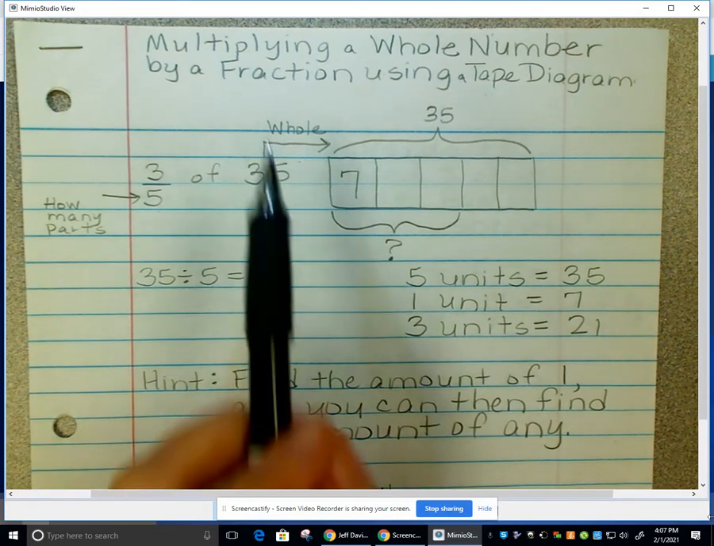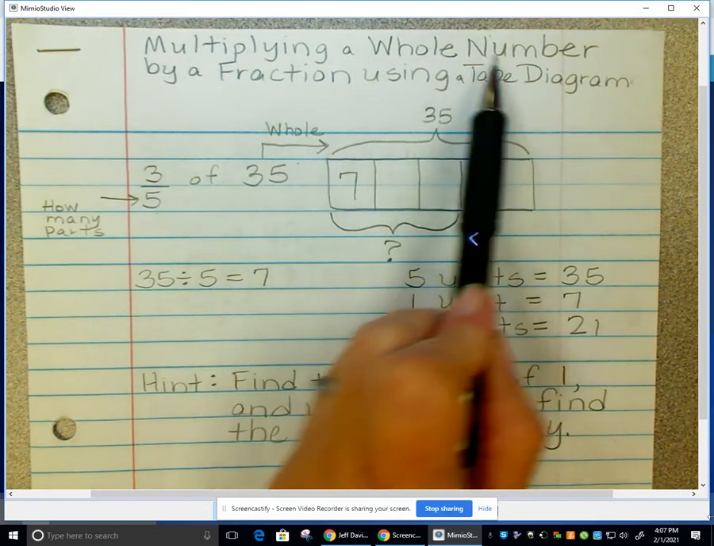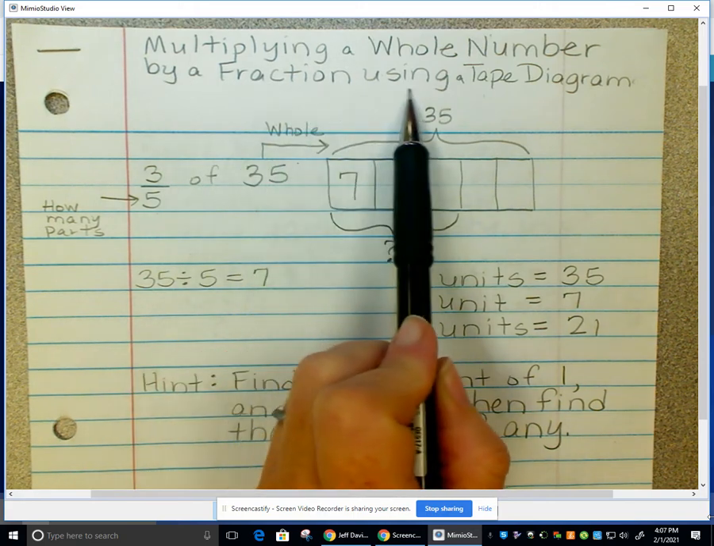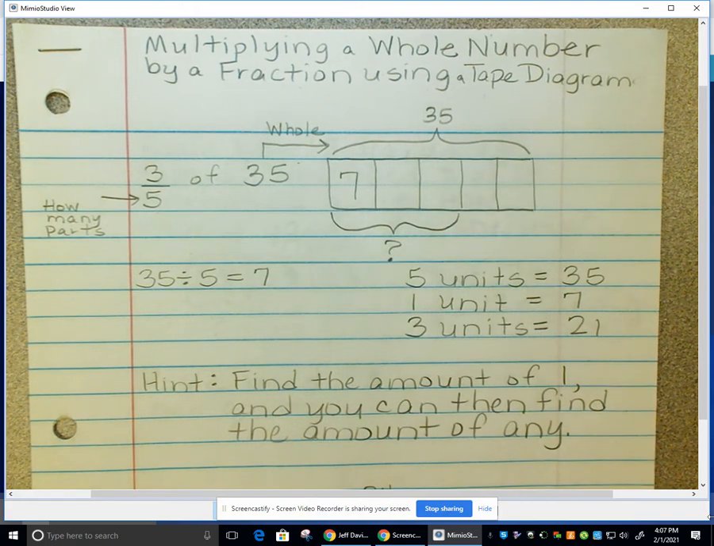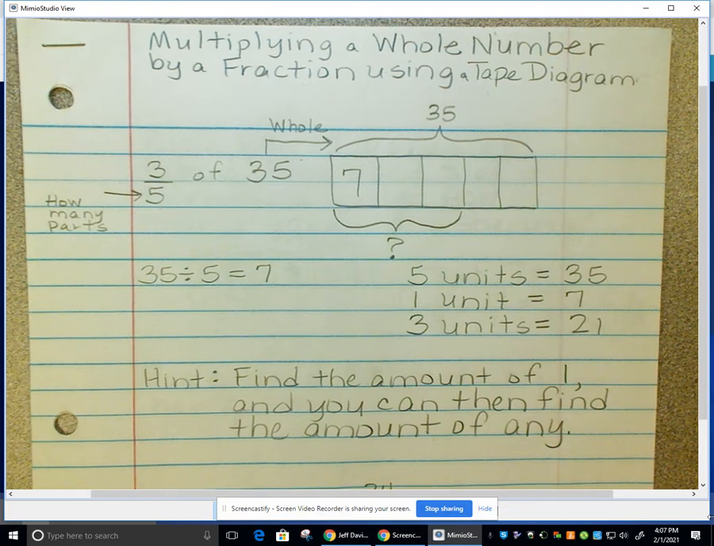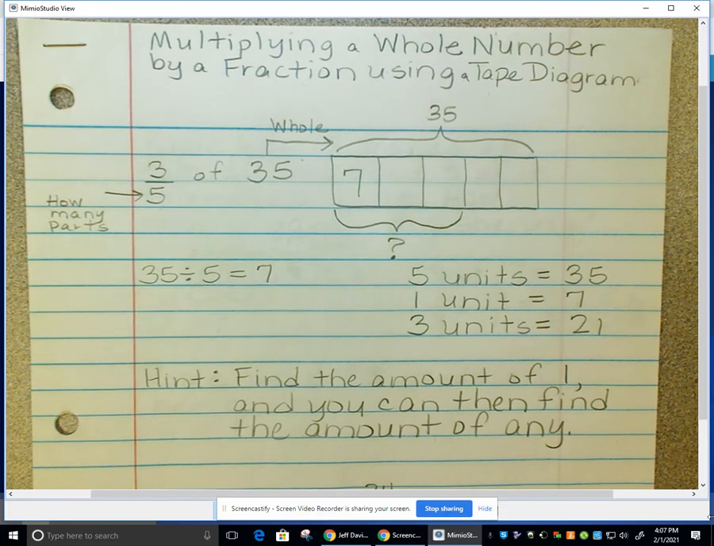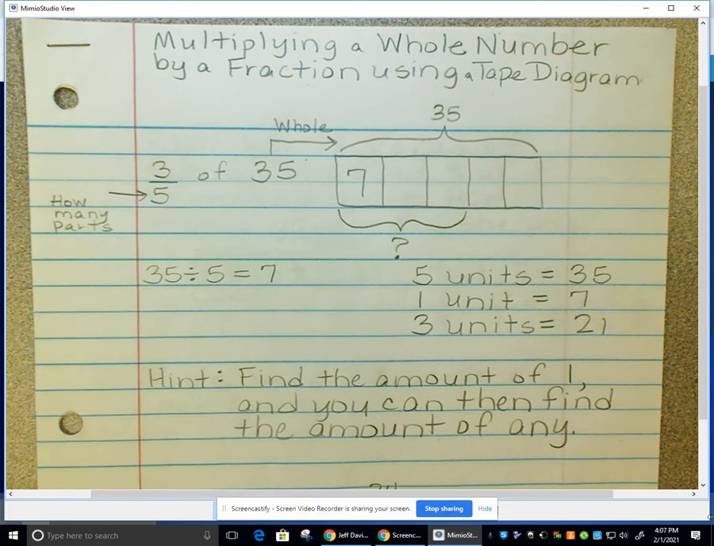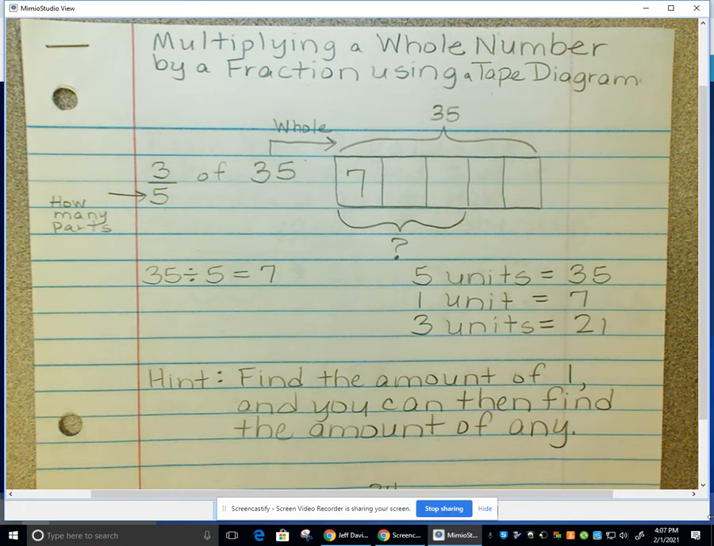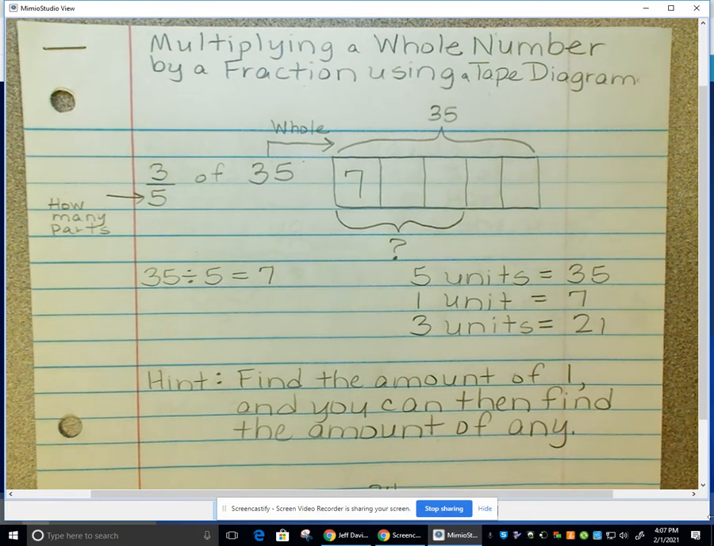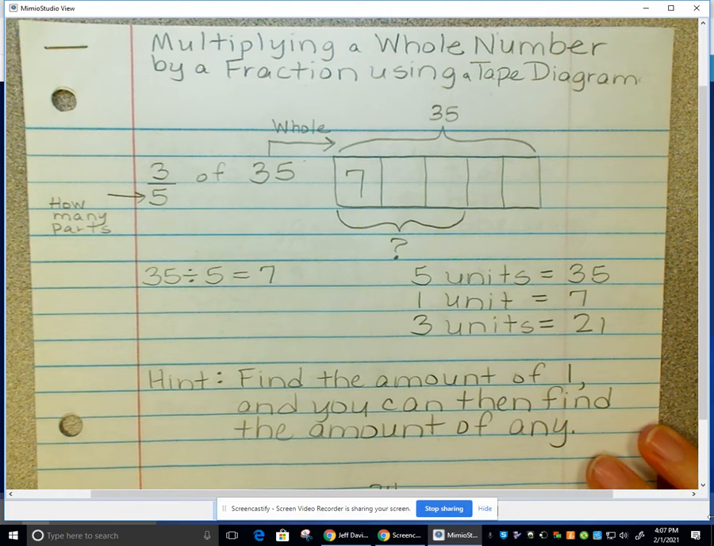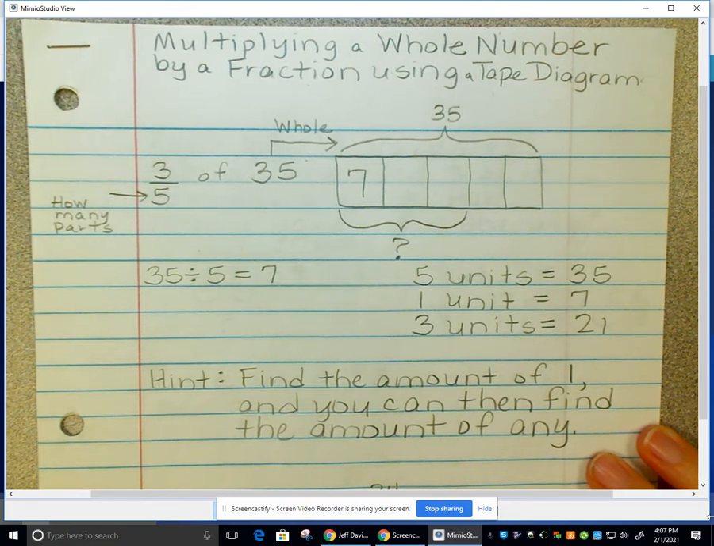Today, we are multiplying a whole number by a fraction using a tape diagram. I'm going to show you a couple of examples and then I want to get right into it, because this lesson is a little long today. It's not really hard, it's just a little long, but the parts are necessary to comprehend the lesson. So just bear with me and let's go ahead and get started.